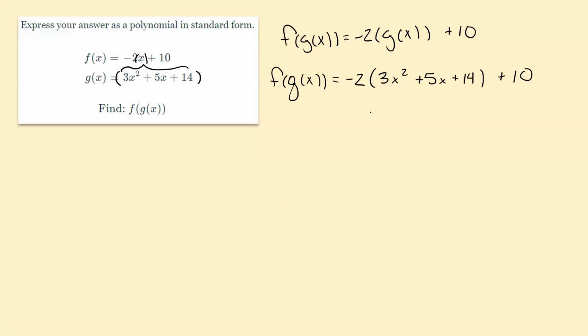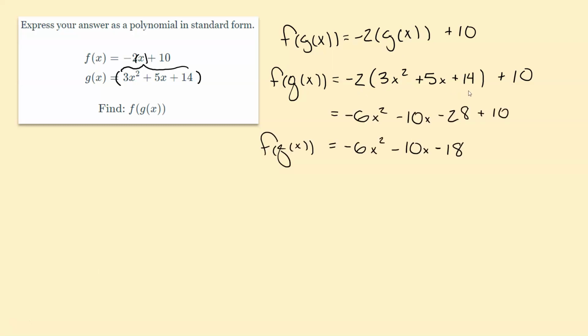So this whole function is f of g of x. So we have one more thing we can do. We can simplify this. It does ask for this as a polynomial in standard form. So we want to simplify this and put it in standard form. So I'm going to go ahead and do that now.